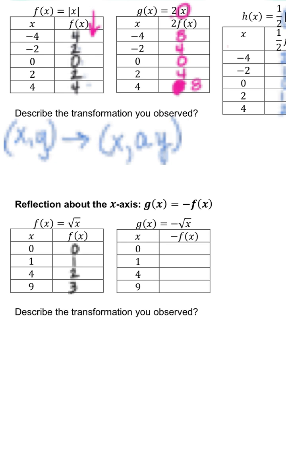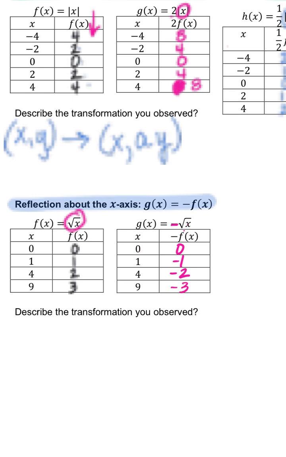Now, a reflection over the x-axis, basically what's happening here is you have the negative sign that's going to go in front of the answer. So now you're changing the y values, okay? So negative times the square root of 0 is still 0. The square root of 1 times negative is negative 1. The square root of 4 is 2, times negative is negative 2. The square root of 9 is 3, times the negative is negative 3.